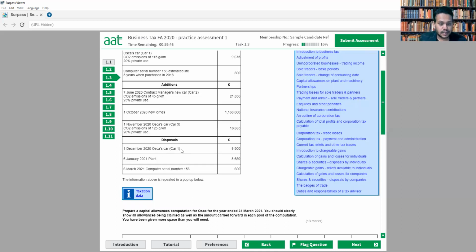Then you have 1st December, Oscar car 1. So this is the disposal, they sold something. The car is sold for 8,500, the plant is sold for 8,650, and the computer is sold for 600. If they sold anything, most likely a balancing allowance or a balancing charge will be created. Balancing allowance will give you the positive figure. For example, if the opening balance was 10,000 and you sold it for 8,000, then 2,000 will be the balancing allowance. If it ends up with a negative figure, that means it's a balancing charge.